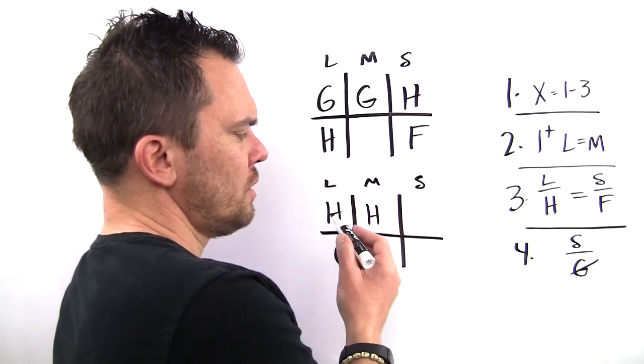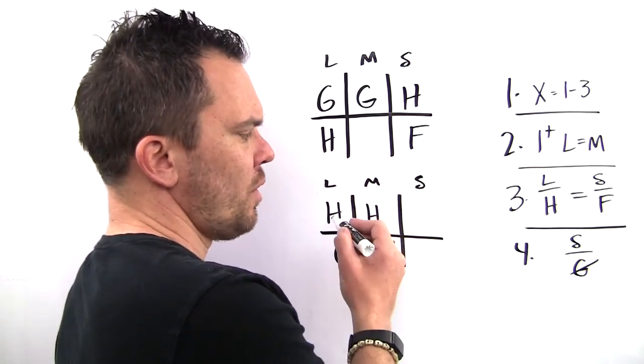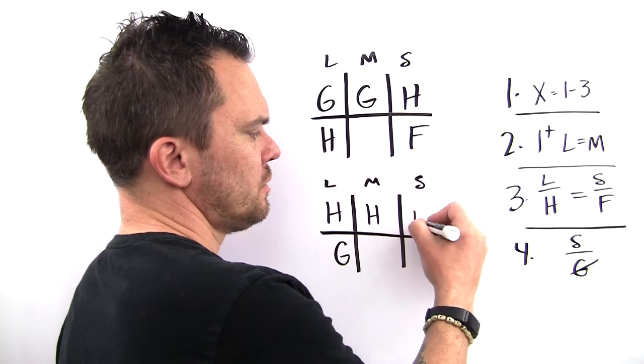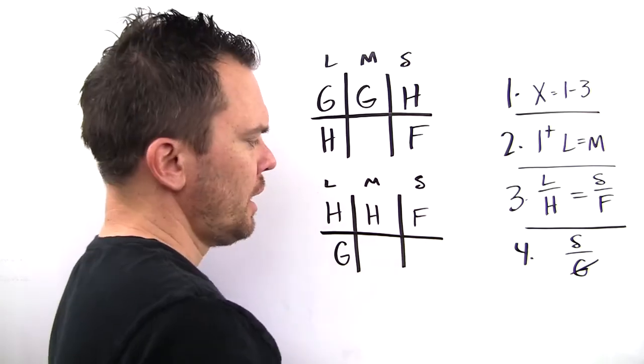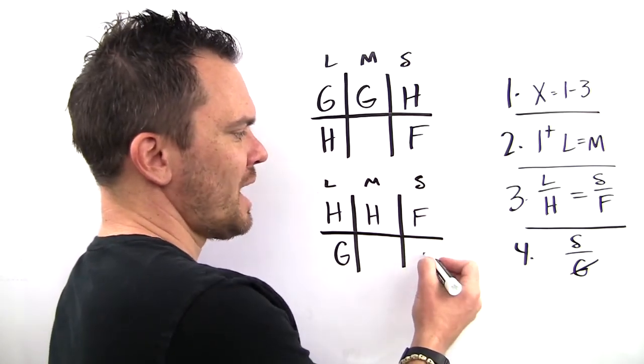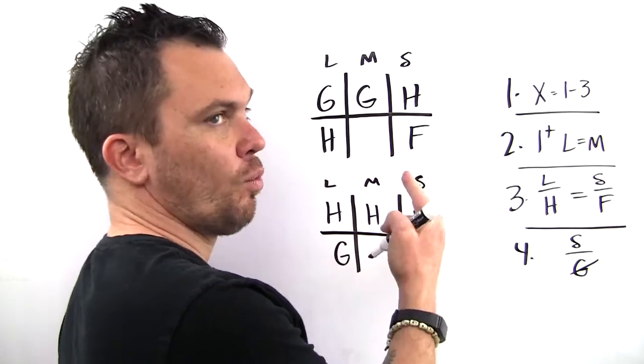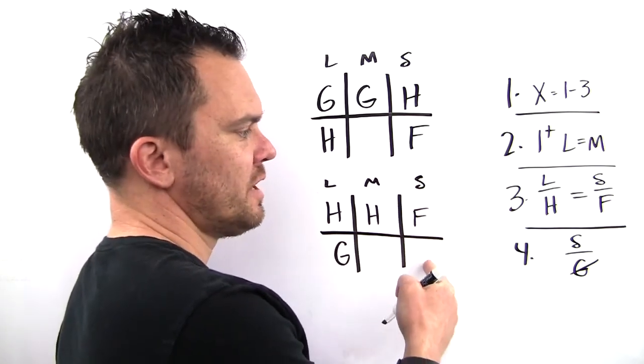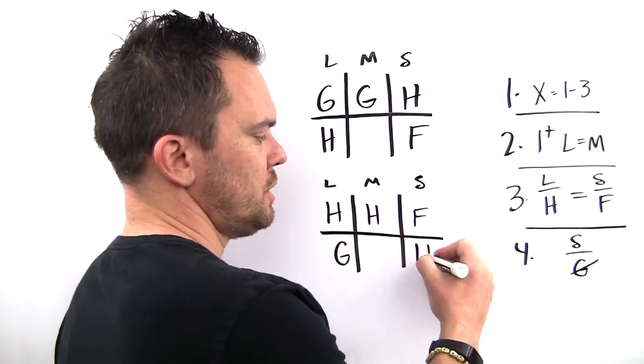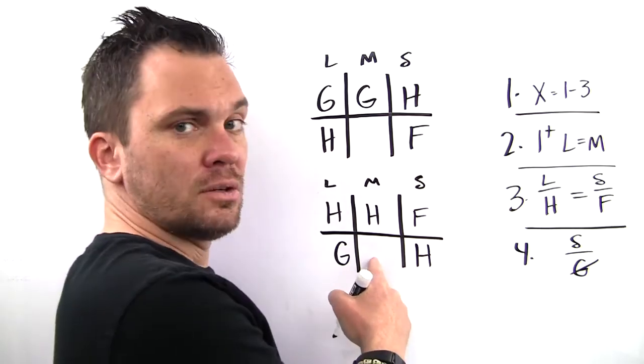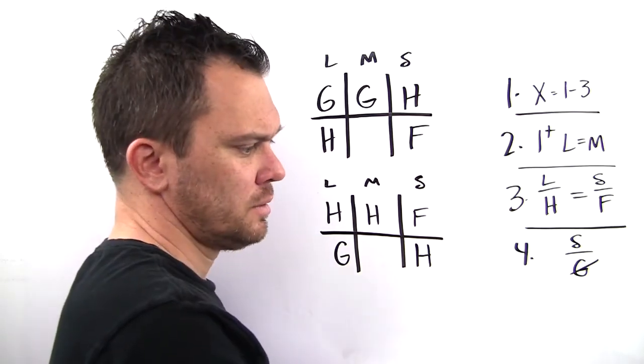In the second one, again, rule 3, we've got 1 H, so we've got 1 F. Let's put them up there next to it. This one cannot be F. It's never G, rule 4, so it must be H. And then this could be anybody, right?